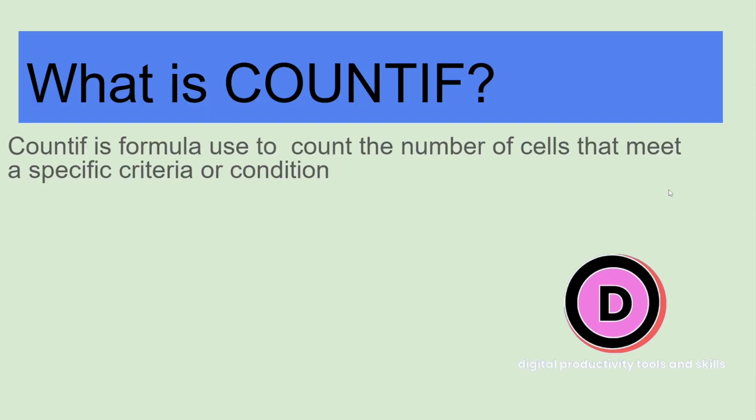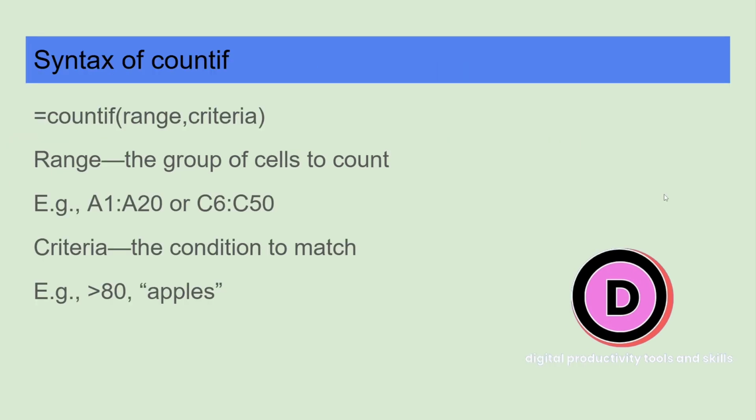COUNTIF is a formula used to count the number of cells that meet a specific criteria. COUNTIF, like any other formula, starts with an equal sign followed by the word COUNTIF, open parentheses, then the range, followed by a comma, the criteria, and the close parentheses.